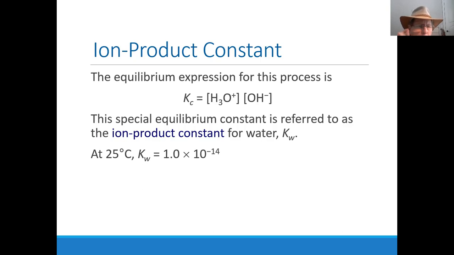So if Kw equals 1 times 10 to the minus 14th, what's the concentration of my H3O+? Math question. Oh dear God, he's asking me math. H3O+ concentration equals OH minus concentration. So this becomes X squared is equal to 1 times 10 to the minus 14th. What's the value of X?